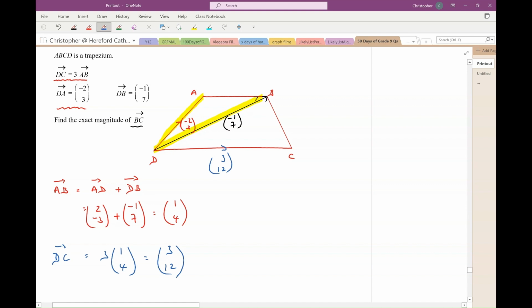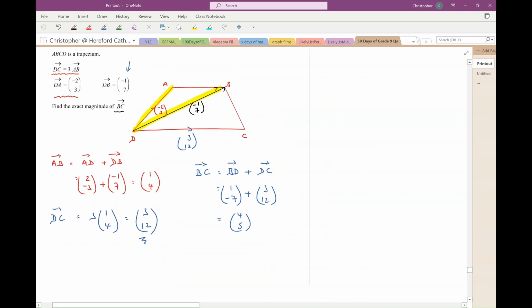Now what am I asked for? B to C. Well, let's see, I can probably do B to C now. If I'm going to do B to C, then I can go from B to D, and then D to C. Now B to D, I know, it's the opposite of that one, the negative of that one, so (1, -7), plus DC, DC is (3, 12). So BC is the vector (4, 5).